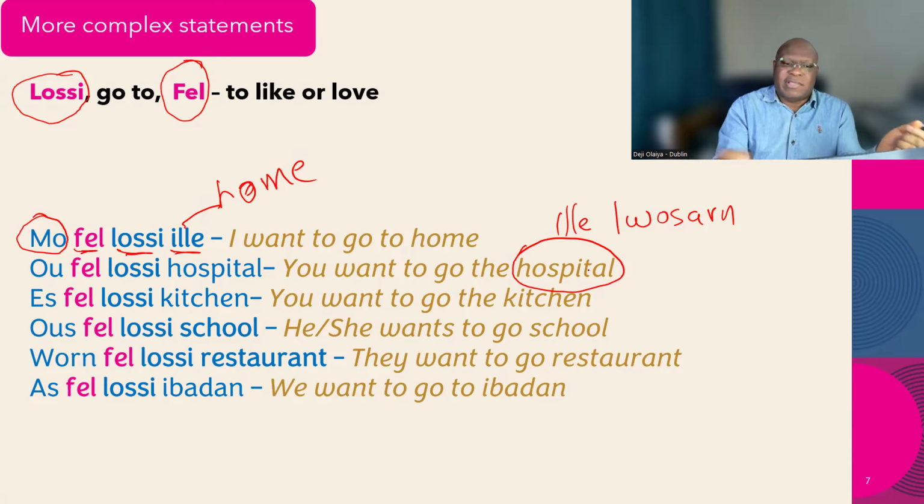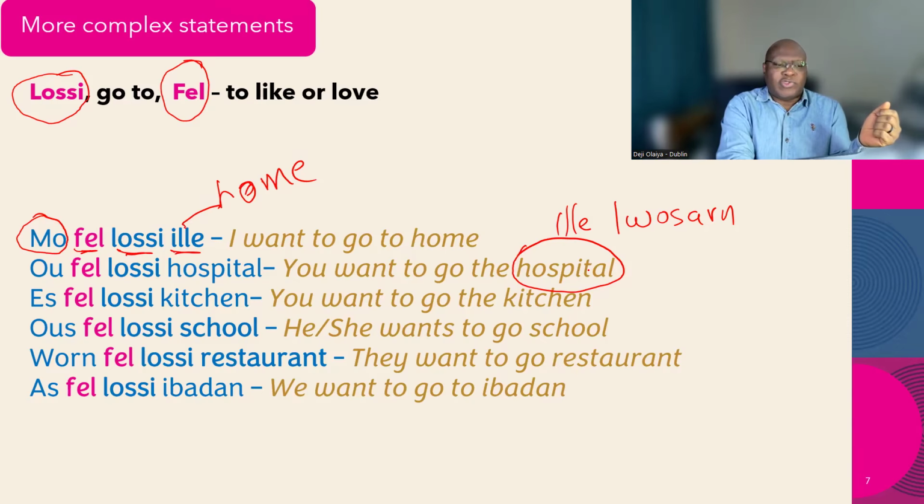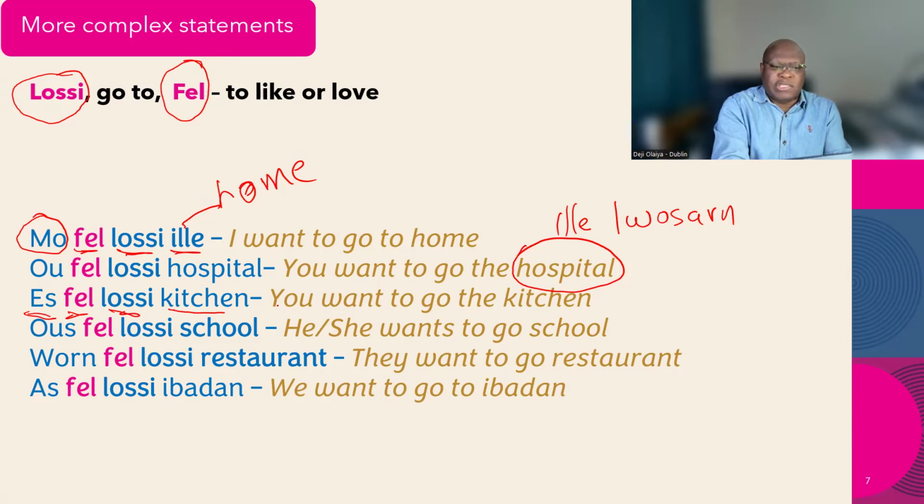All right. Then, if you want to talk to somebody who is much older, you say, ẹ fẹ́ lọ sí kitchen. That is you, with respect. Ẹ̀yin, ẹ fẹ́ lọ sí kitchen. You want to go to the kitchen. So that's the way that is said.